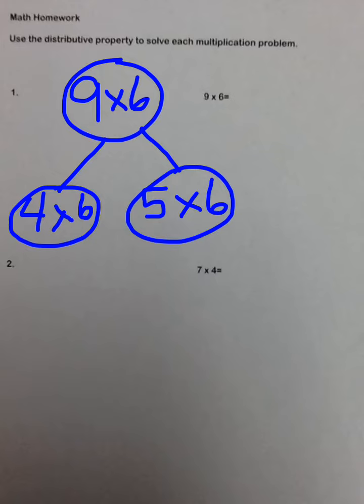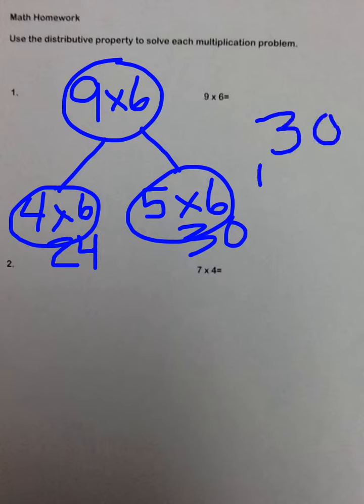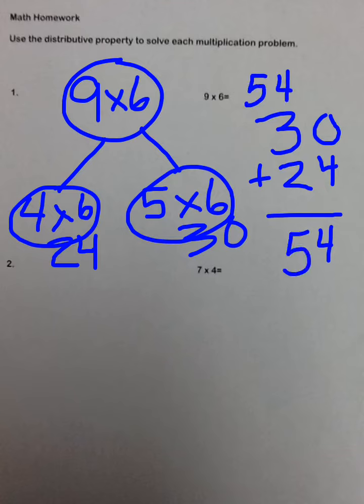Now we're going to go ahead and solve. 4 times 6 should be familiar to them because we had our 4s test last week. So 4 times 6 is 24. And then 5 times 6, we have 5s this week. They can also skip count by 5s 6 times, so 5, 10, 15, 20, 25, 30. And now we are going to take 30 and 24 and add those together. So 4 plus 0 is 4. 3 plus 2 is 5. So 9 times 6 is 54.